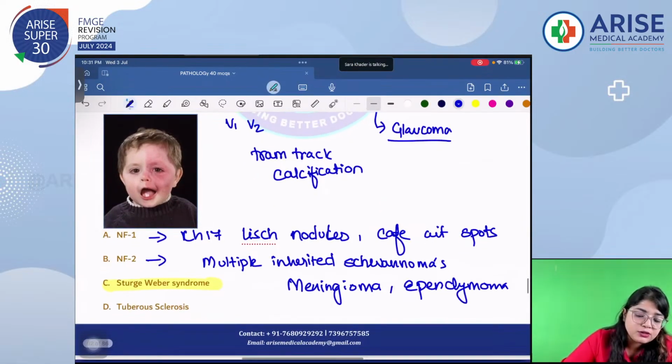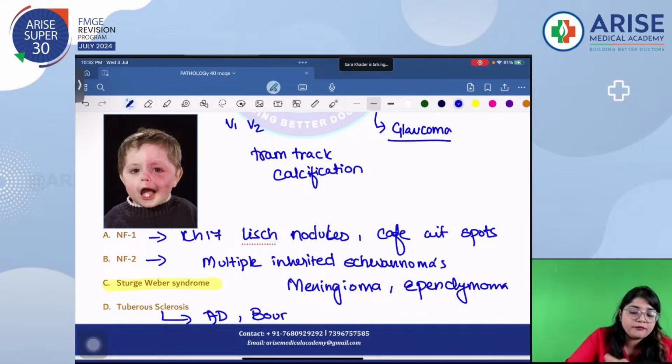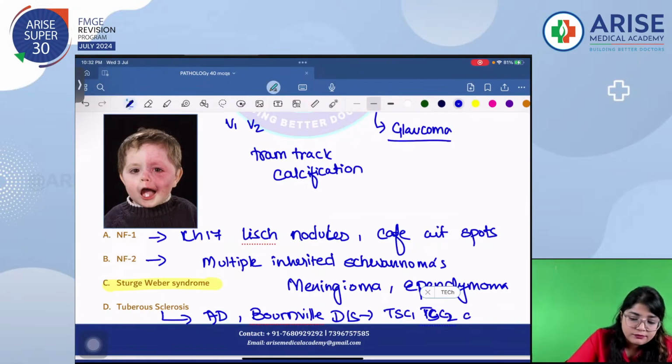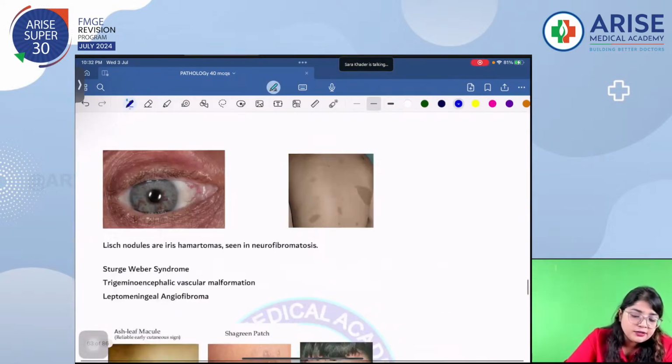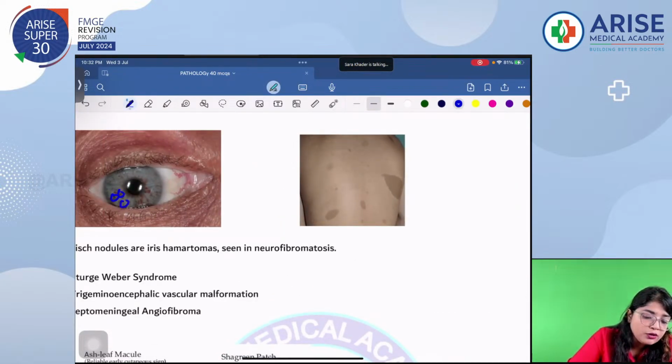Okay. Tuberous sclerosis, guys, this is again autosomal dominant, also known as Bourneville disease. Tuberous sclerosis, what do you remember about this? This is a defect in TSC1 and TSC2 genes. And you also have hypopigmented macules, right? So these are your Lisch nodules. What are these? These are hamartomas in the iris.